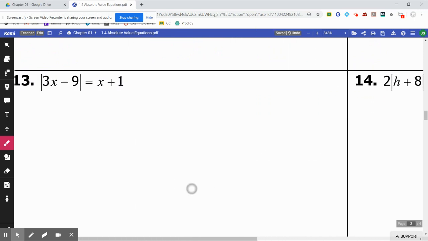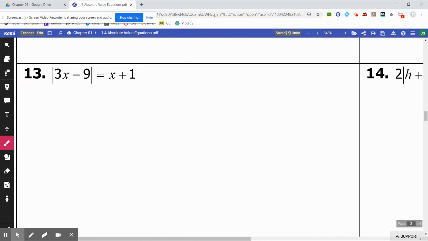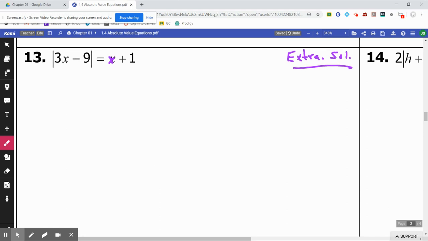Number 13. Now, you have the ones that you have to check for extraneous solutions. I'm going to put up here extraneous solutions. The reason you're going to have to check this one is that anytime there's a variable outside of the absolute value bars, those are the ones you really need to double check, to make sure both of these values work. But you do it the exact same way.